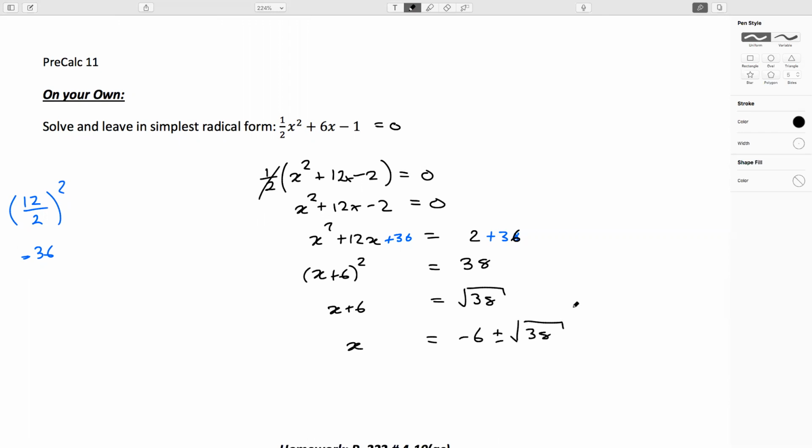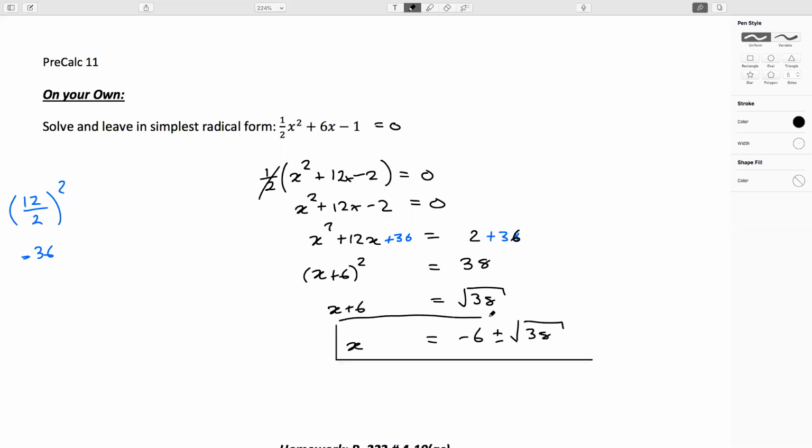Last thing we have to do is double check. Can 38 be reduced? Can we reduce this radical into a mixed radical? And the way to test that is divide it by perfect squares. Divide it by 4. Doesn't work. Divide it by 9. Doesn't work. Divide it by 16. Doesn't work. And then after that, unless it divides by 25, this is as far as we can go. This is our answer.